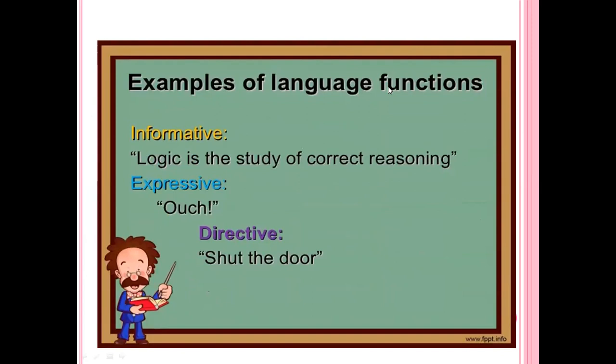We have here examples of language functions: informative, expressive, and directive. For informative, we have this statement: logic is the study of correct reasoning. For expressive, we have "ouch." For directive, we have "shut the door." These are some of the examples of language function.